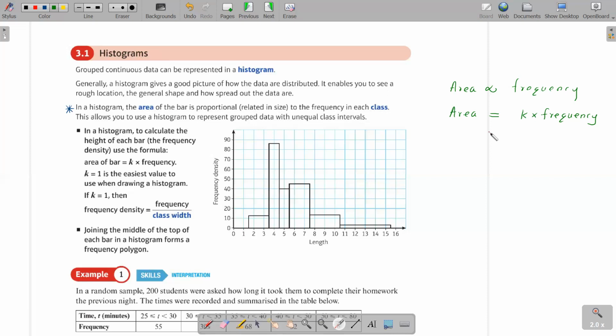And then you have to also, what? Mainly use the equation area equals K times frequency. Okay, so this is the main equation that we are gonna use. And then the final point, they say joining the middle of the top of each bar in a histogram forms the frequency polygon. So if you join the middle of each and every bar, that gives you the frequency polygon.